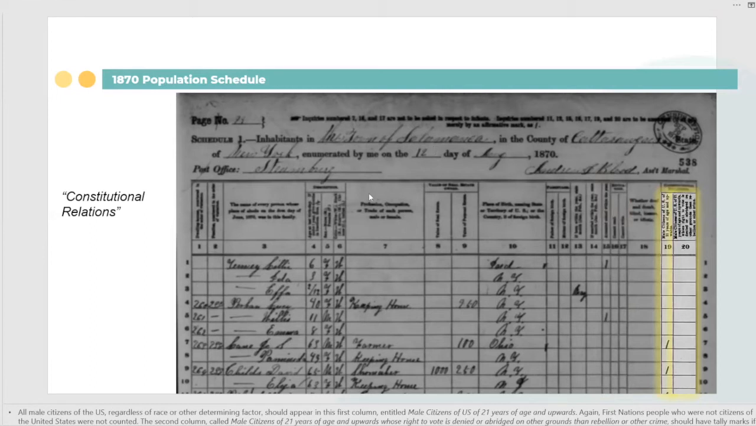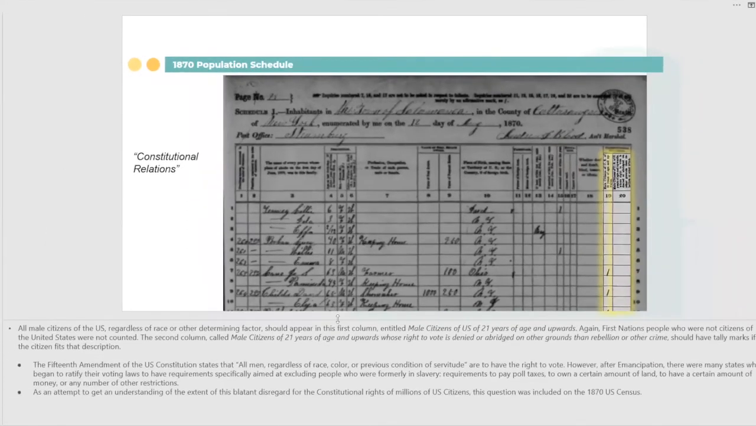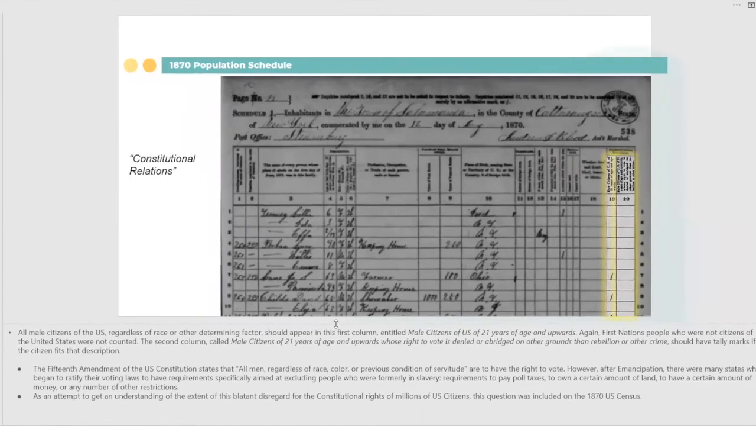This is called constitutional relations. And I'm going to read this directly because it's kind of important that we get the wording right. So excuse me as I shorten this window. All male citizens of the United States, regardless of race or other determining factor, should appear here in this first column, entitled Male Citizens of the U.S. 21 years of age and upward. First Nations people who were not citizens of the United States were not counted.